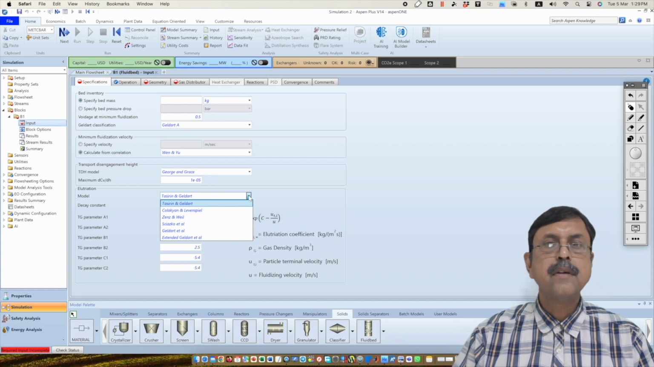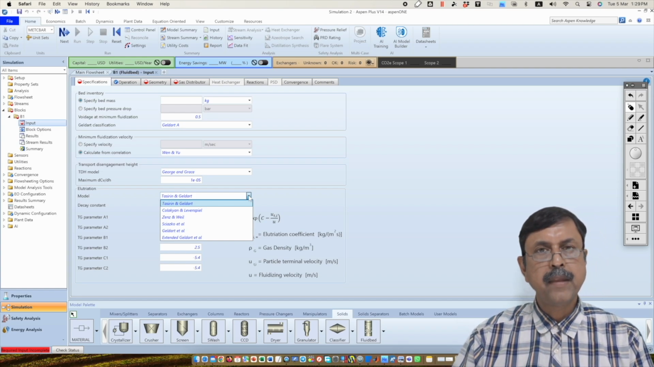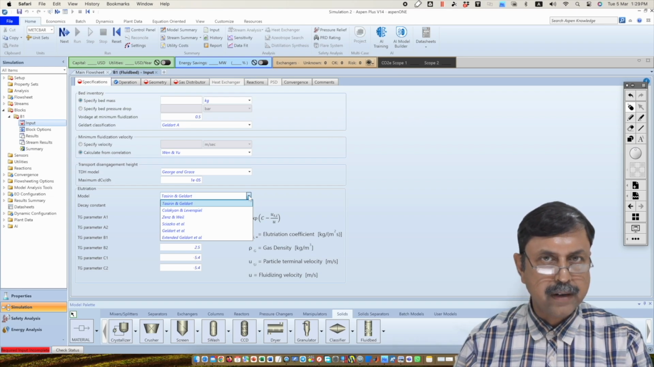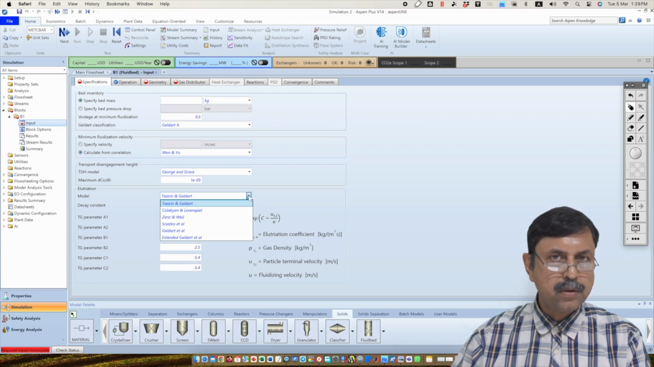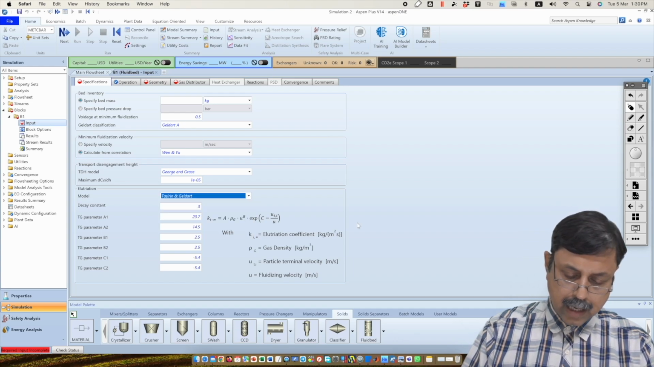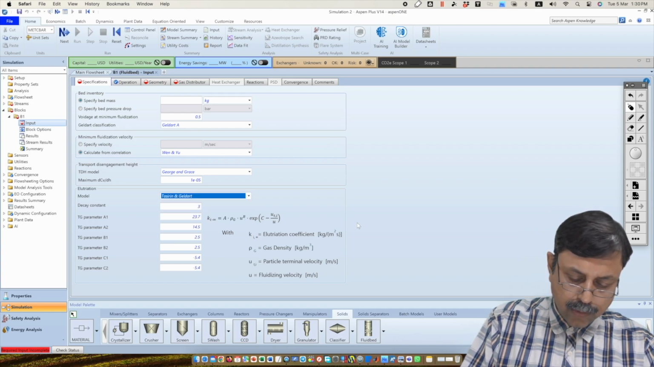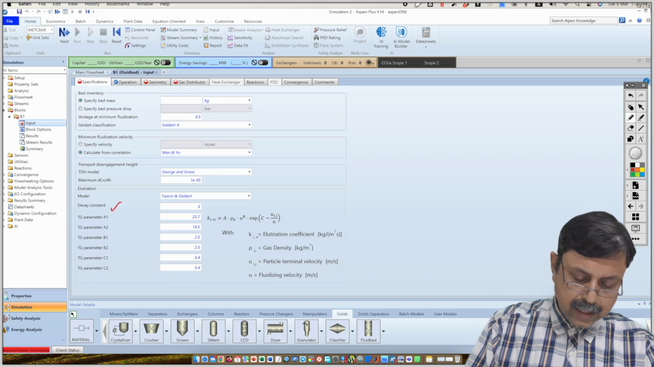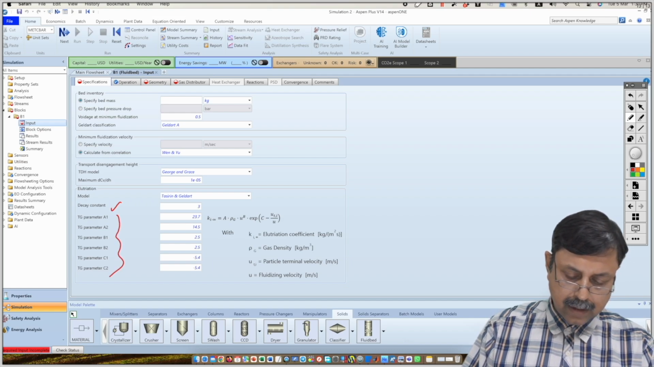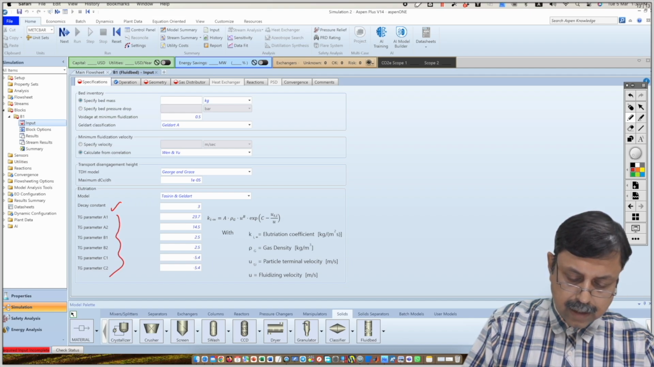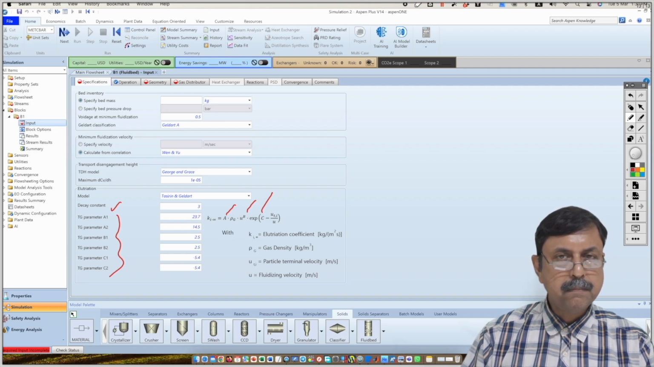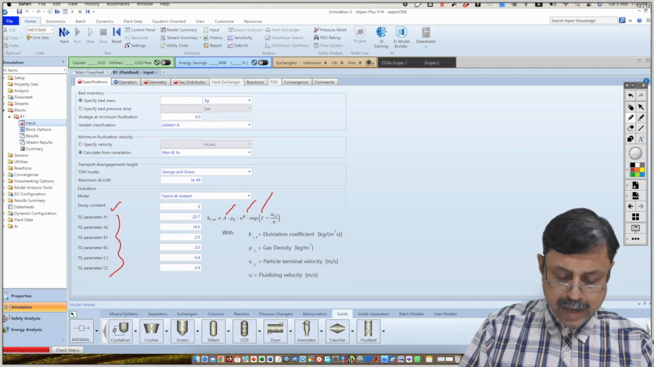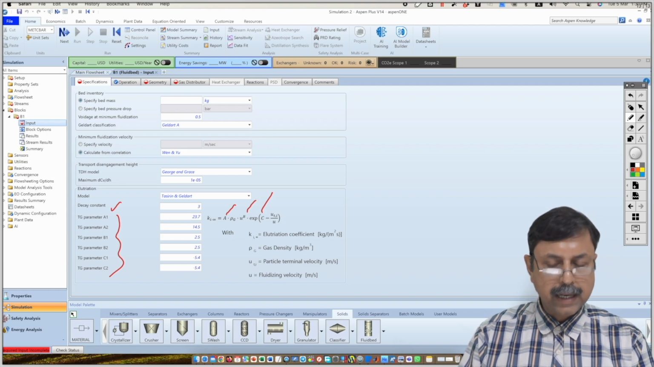There are 6 equations, and all of them are there in the references. So if you want to find out what they are, you can go to the help file. Now, for instance, if you use the Tasirin and Geldart model, you have to provide the decay constant and all those parameters. Here you will find parameters A, B, C. These parameters are there, but what are A1, A2, B1, B2, C1, C2? We have to specify A, B and C, so you may get confused.